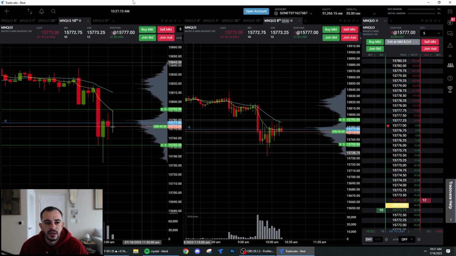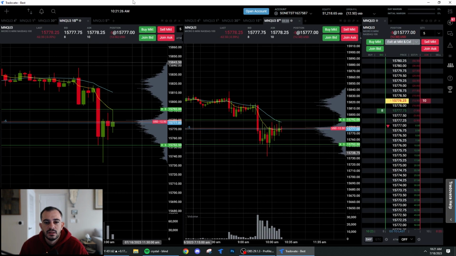Trying to crack under the 9. Very nice rejection on the 15. If they run it back up, they run it back up.